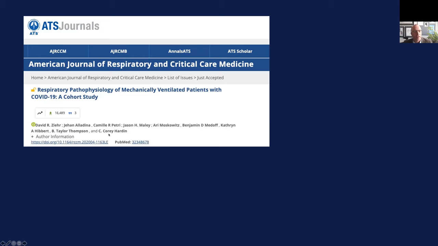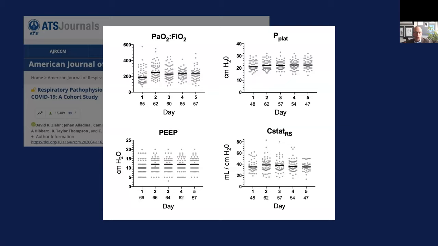That was just a really simple and straightforward report, which is respiratory pathophysiology of mechanically ventilated patients with COVID-19, a cohort study. And I will point out while I'm on this slide that this has been downloaded less than a tenth of the initial Gattinoni letter. But they had a very simple study design. They took consecutive patients admitted to their hospital with COVID-19 pneumonia requiring mechanical ventilation, so 66 that they had all measurements on. And they just reported their respiratory mechanics, both their settings and their measurements, for days 1 through 5.